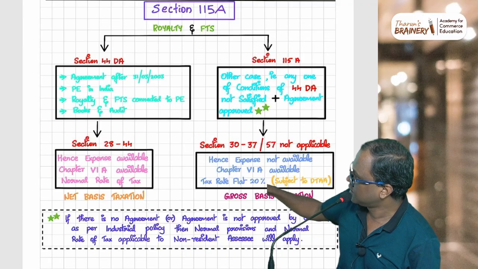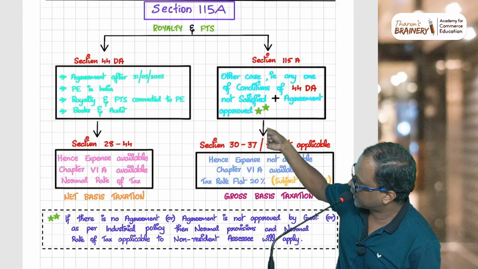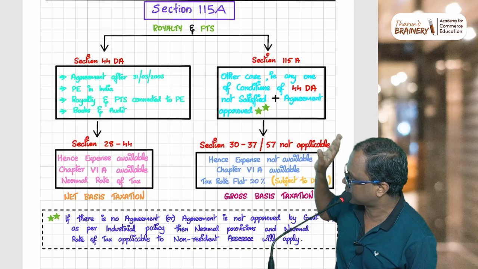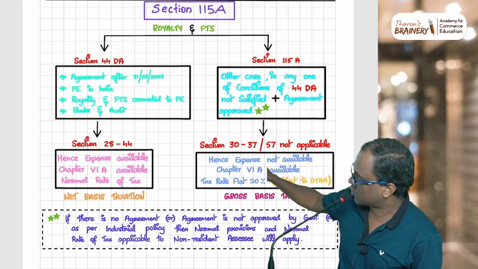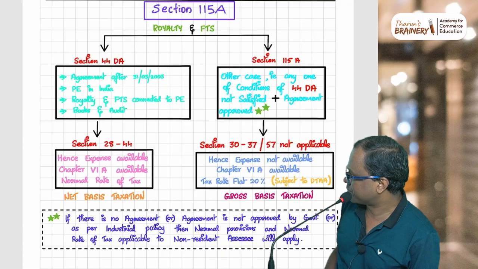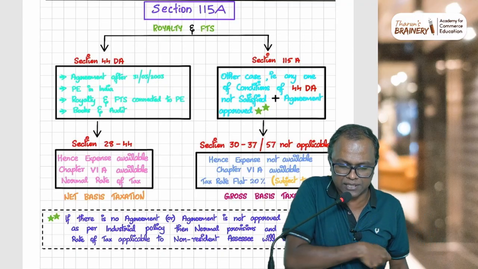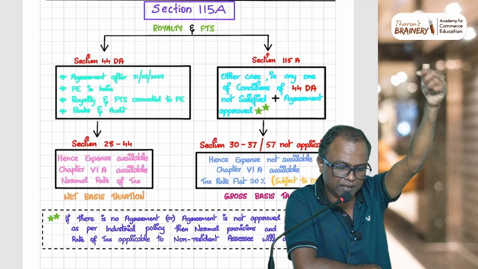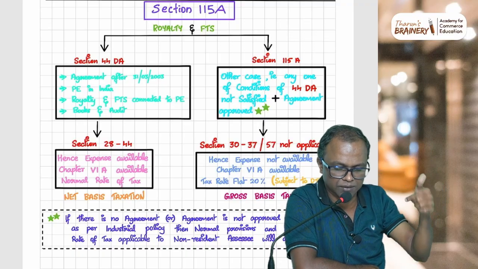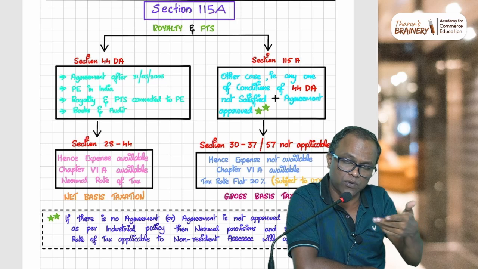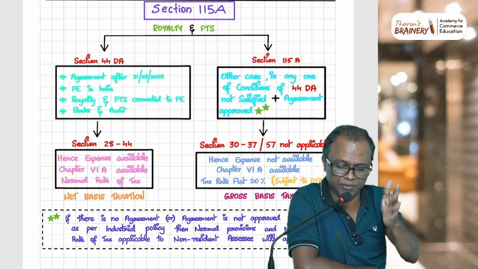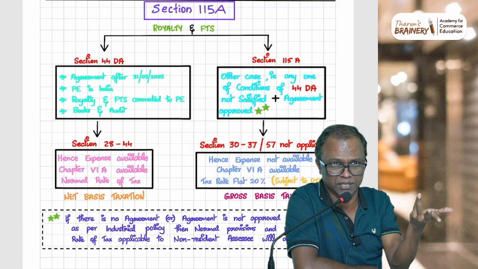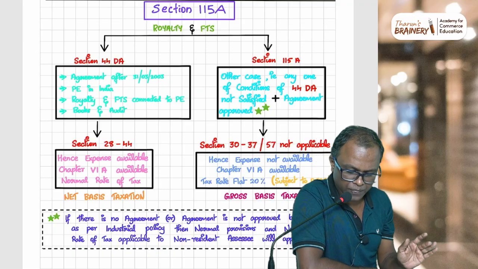Chapter 6 reduction available, but under 115A, dividend and interest, total 4 income in 115A. For dividend and interest, Chapter 6 also not available. Expense also not available here. And flat rate 20%, subject to DTA. Subject to DTA means if that non-resident is a resident in a country, and that country and India have a double taxation avoidance agreement, and if the agreement provides for a lower rate of taxation than 20%, that can be applied. Or if the agreement says that it is not at all taxed in India, then it cannot be taxed in India. So subject to DTA.